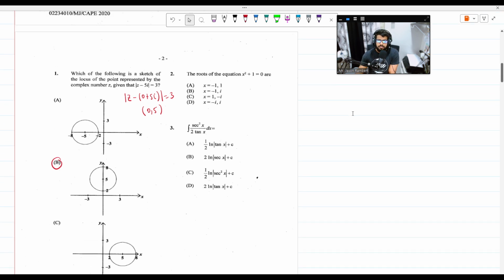Number 2, the roots of the equation are plus or minus i. We know this already. This is a repeat question.